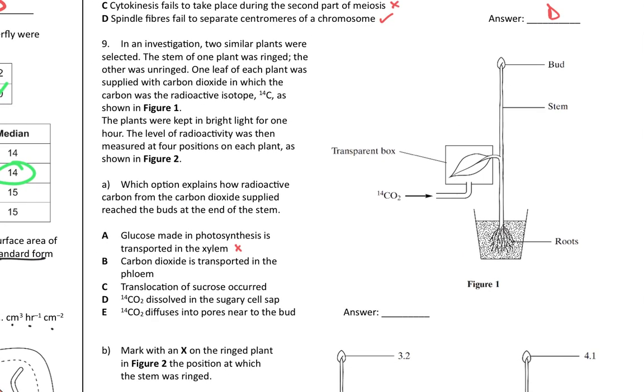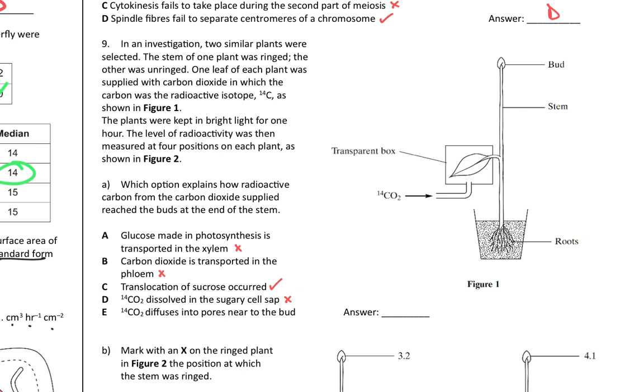Carbon dioxide is transported in the phloem. Carbon dioxide is not transported in the phloem. Gases are not transported in plants. Translocation of sucrose occurred. That sounds good. Let's just read the other ones in case. Radioactive carbon dioxide dissolved in the sugary cell sap. No, because the carbon dioxide would have been used in photosynthesis to make radioactive glucose. Then the glucose would have been joined by a glycosidic bond onto fructose to form sucrose.